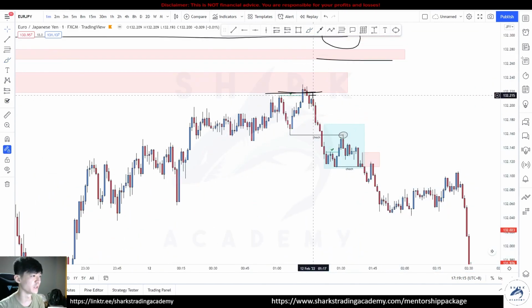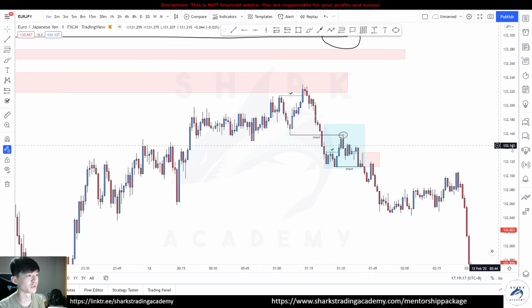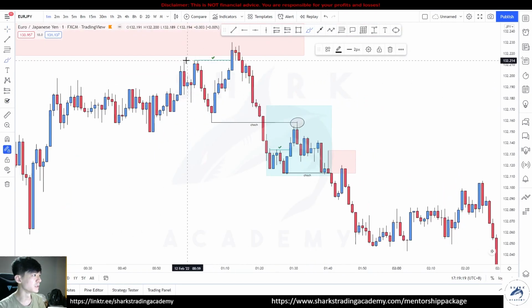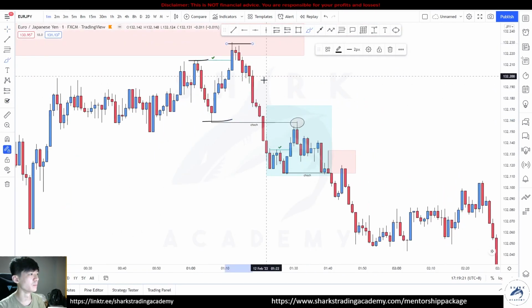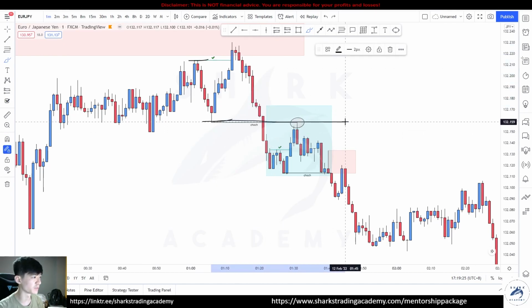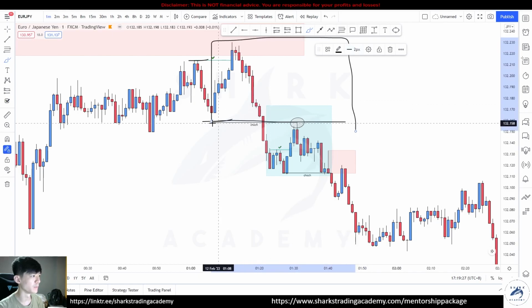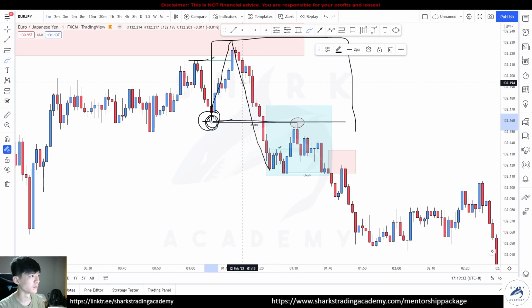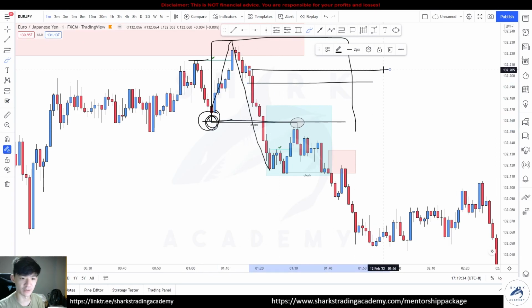So let me just remove all this. Okay, how do you catch continuations? This high, low, high broke structure. The entire order block comes from here, because this is the buy to sell move. It started from here. What you're doing over here are refined areas.